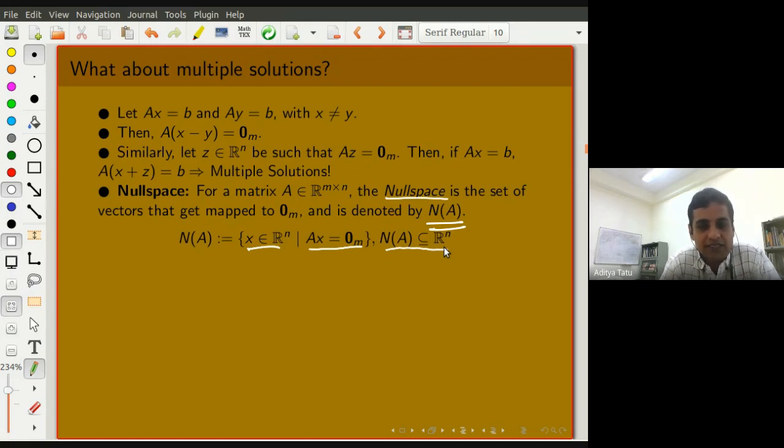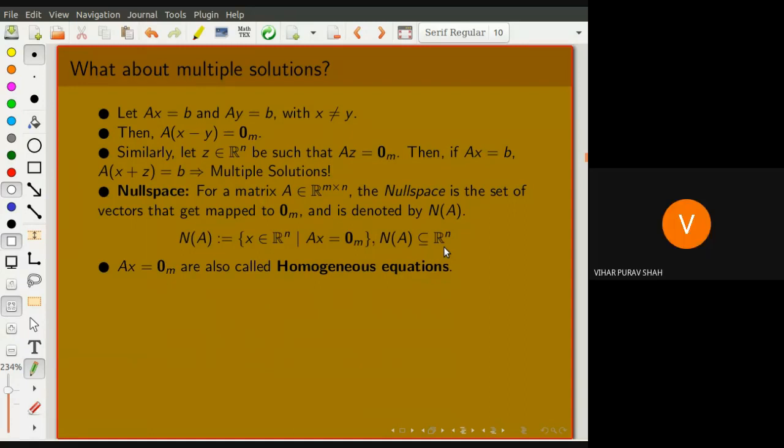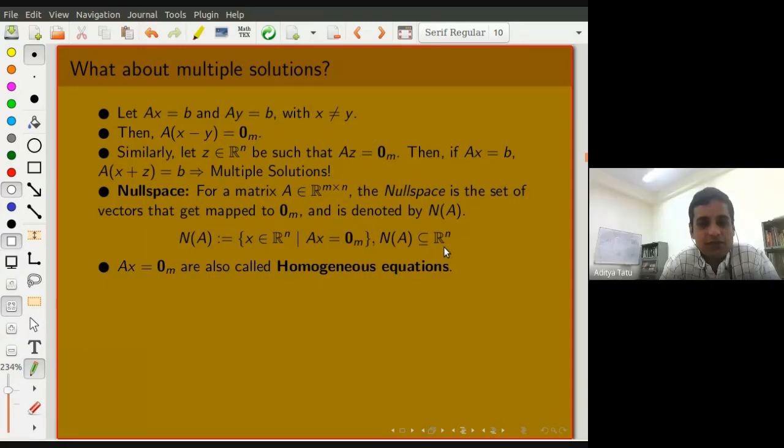Not in terms of matrices. Okay, maybe I'll give you a clue. When the right hand side vector is 0, that linear system is called a homogeneous system of equations. Does that ring a bell? Yes, sir. You must have solved homogeneous linear differential equations. Yes? Okay, so this is the same thing.